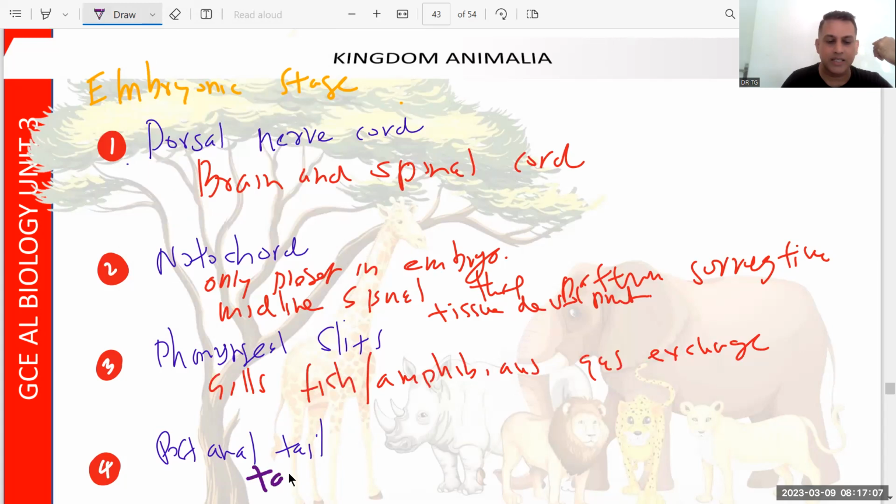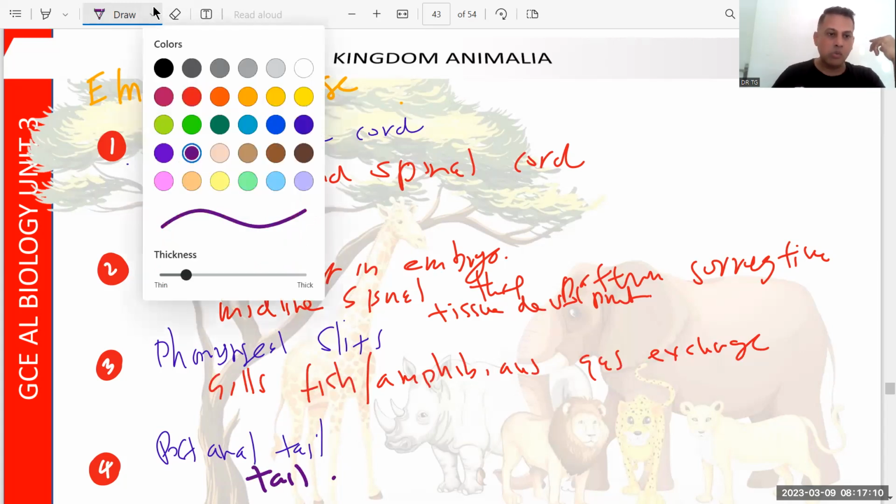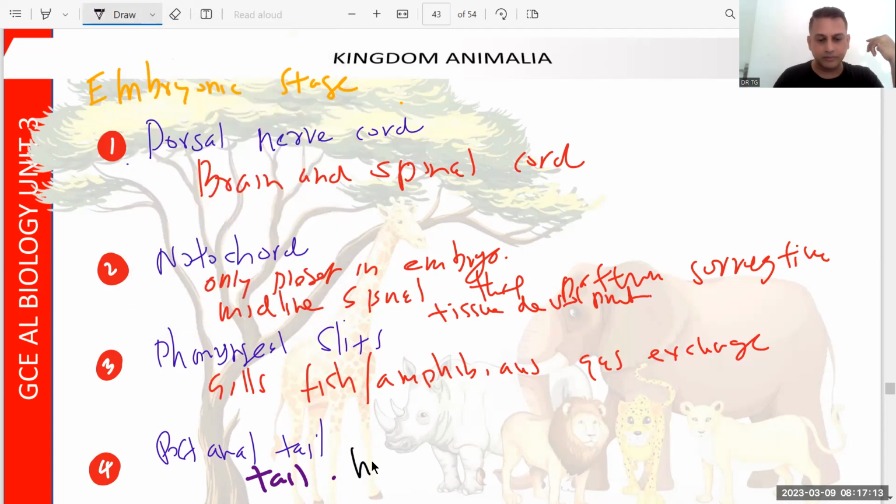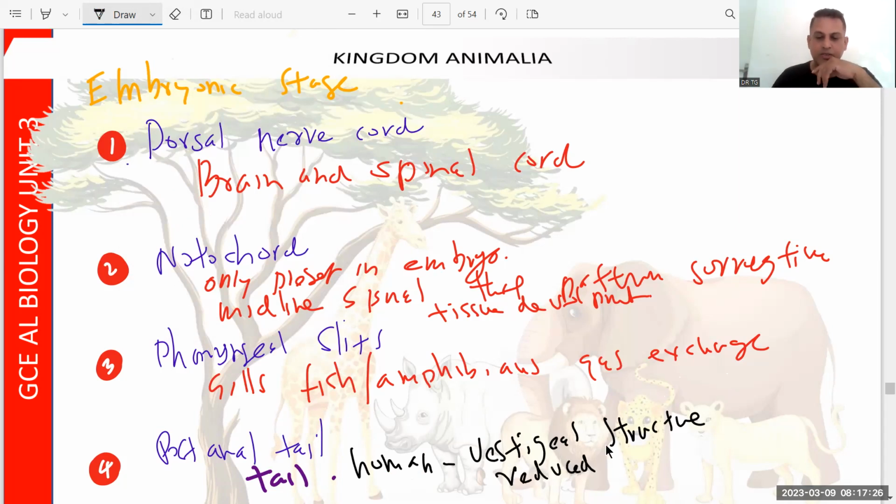So these represent the tail. In humans, it is called a vestigial structure because it is reduced, and we don't see much appearance of a tail. So it is inside and reduced. So this is an example of a vestigial structure in humans. But in some other animals, we can find the tail, which is important for their locomotion, balancing the body, and some other purposes.